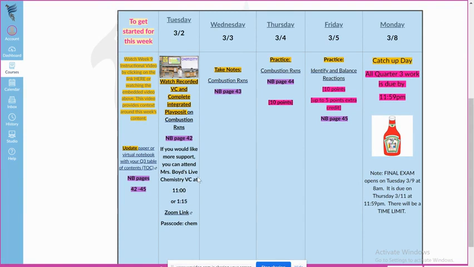Alrighty, if you would also like to have some more support, Miss Boyd, who is another chemistry teacher at Elevation, is going to be running her VC at her typical 11 o'clock and 1:15 times. So I've included the Zoom link here with the passcode so that you can go ahead and join and have a chance to work through some of those problems again together.